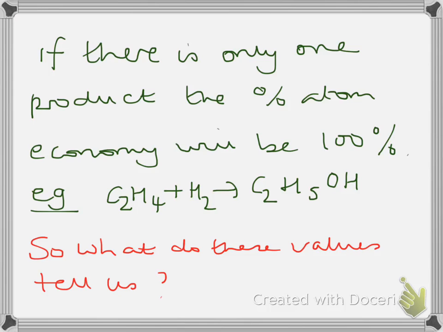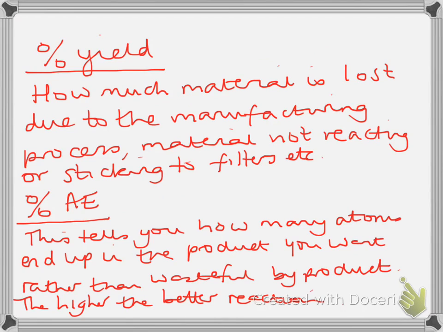So what do these actual values tell us? The percentage yield tells you how much material is lost due to the manufacturing process. For example, material is not reacted properly and some of it is left unreacted, or perhaps it's sticking to filters, or perhaps it doesn't recrystallize out. These sorts of factors would reduce your percentage yield.